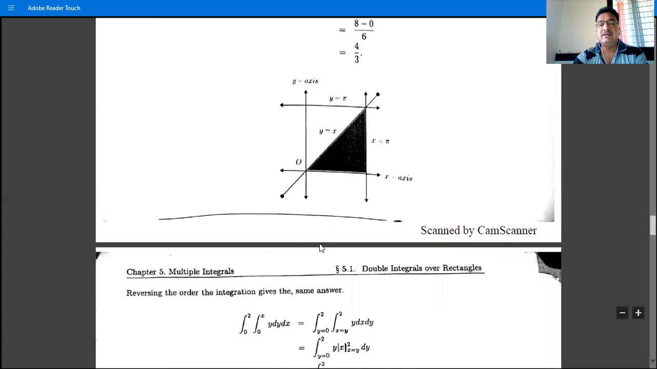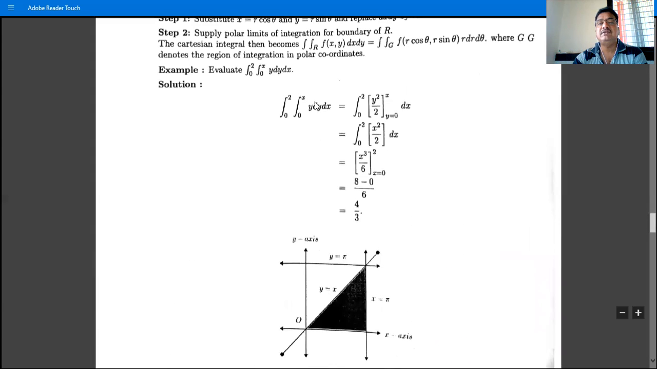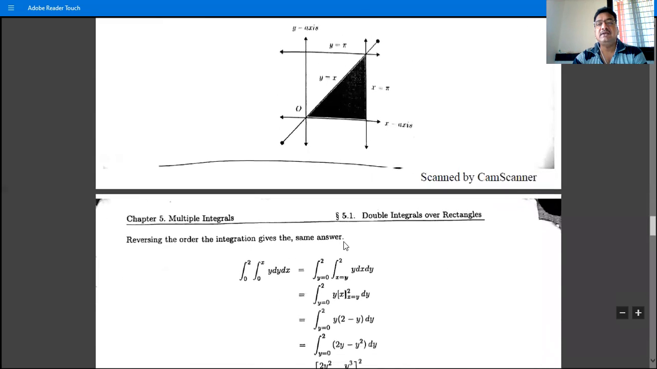Now we have to change the order, so we have to integrate with respect to x first. So take a strip parallel to x axis, like this, horizontal strip. Write y dy dx as y dx dy. That is, we have to integrate first with respect to x. There is no change in the integrand, the function y stays as it is. And then change the order, dx dy instead of dy dx.